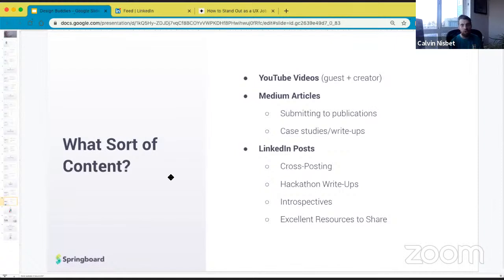So Medium's an awesome platform out there to get there. I get a lot of my content through Medium or through LinkedIn posts about Medium as well, and it's very, very simple to submit to some publications and get some additional notoriety on there.